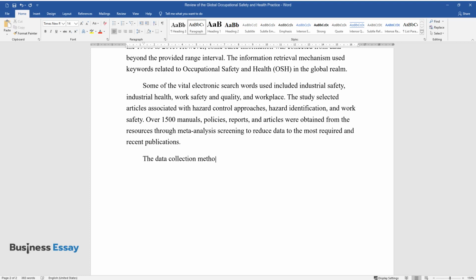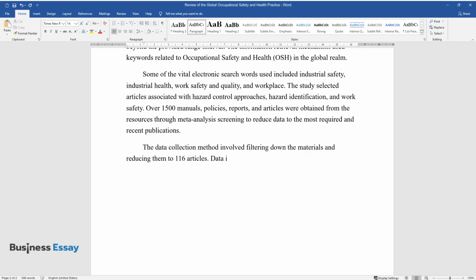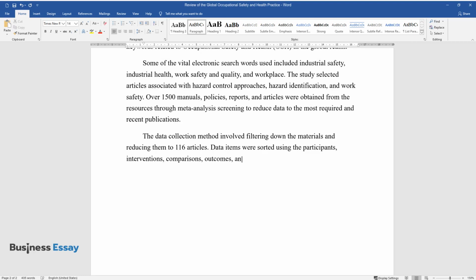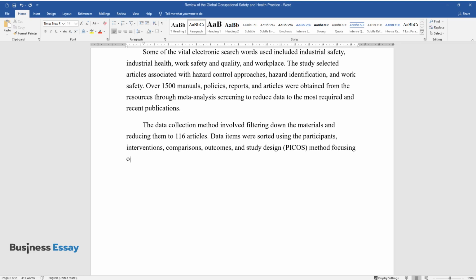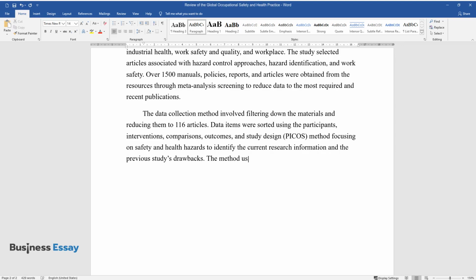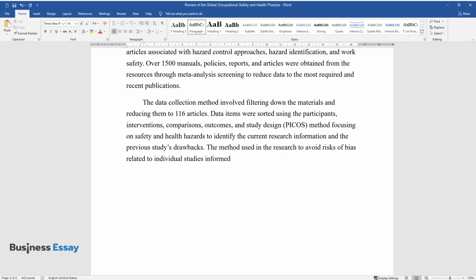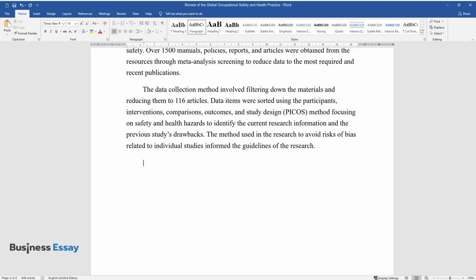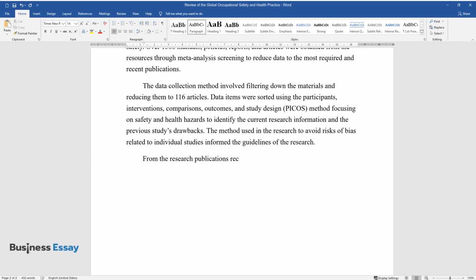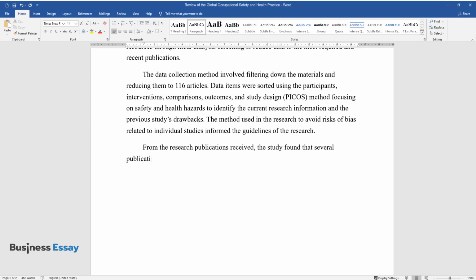The data collection method involved filtering down the materials and reducing them to 116 articles. Data items were sorted using the participants, interventions, comparisons, outcomes, and study design, PICOS, method focusing on safety and health hazards to identify the current research information and the previous study's drawbacks. The method used in the research to avoid risks of bias related to individual studies informed the guidelines of the research. From the research publications received, the study found that several publications on OSH concentrated in recent years.